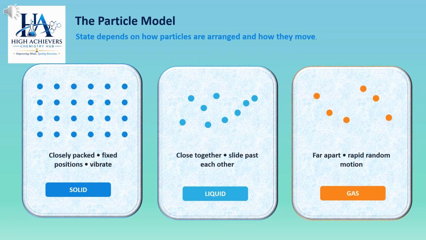Before looking at the individual changes, let us understand the particle model. In a solid, particles are packed very closely together. They cannot move from place to place, but they vibrate around fixed positions. In a liquid, particles are still close together, but they have enough energy to move past one another. In a gas, particles are much further apart and move rapidly in random directions. So, when a substance changes state, we are really changing the movement and arrangement of its particles.